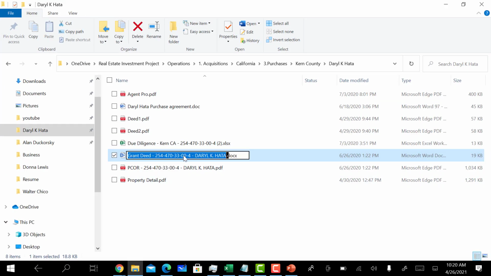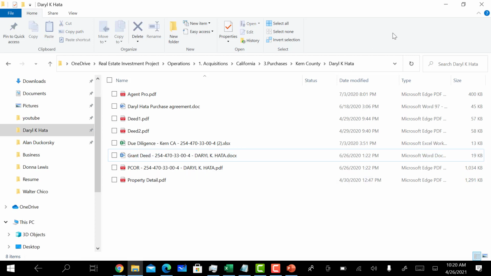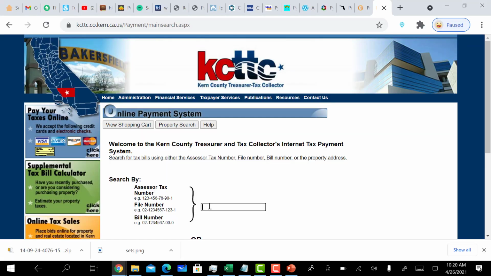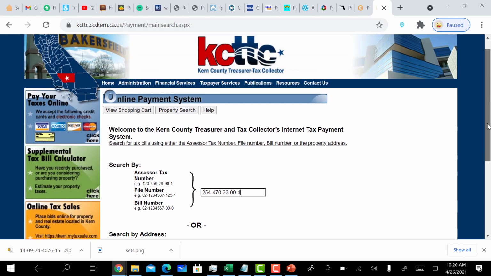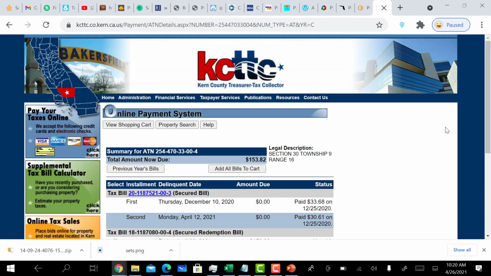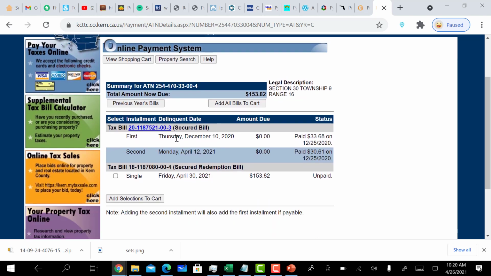Let me find a good APN number to put here. I have this one, and there you go. Search by assessor tax number. So this is the APN number that you also need to put in. All right, here's what it says. 2020 was paid, April 12th was paid. Now what needs to be paid is the one for April 30th, so $153.82. This is what's unpaid.